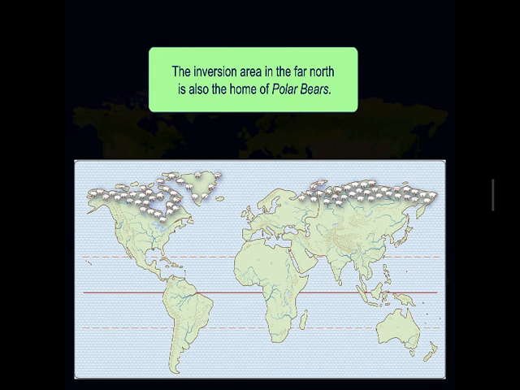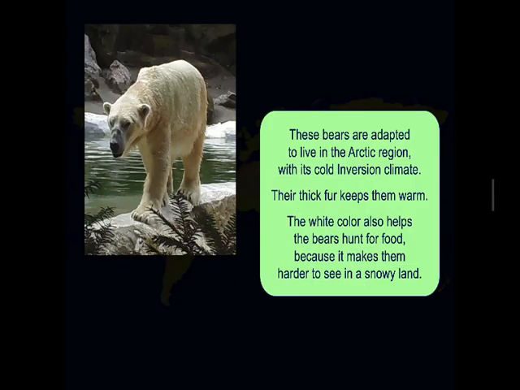The inversion area in the far north is also the home of polar bears. These bears are adapted to live in the Arctic region with its cold inversion climate. Their thick fur keeps them warm. The white color also helps the bear hunt for food, because it makes them harder to see in a snowy land.